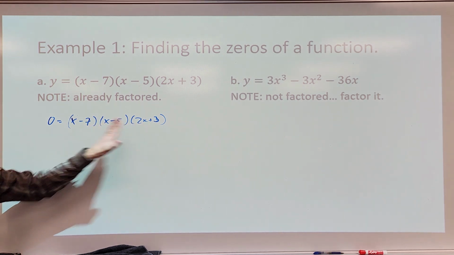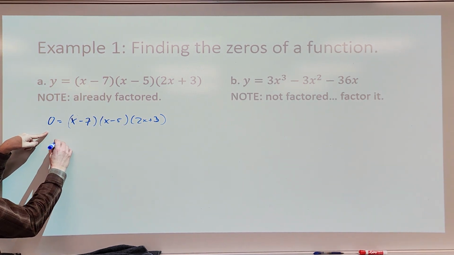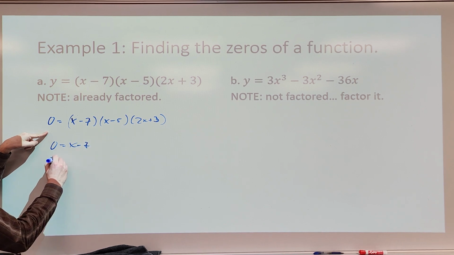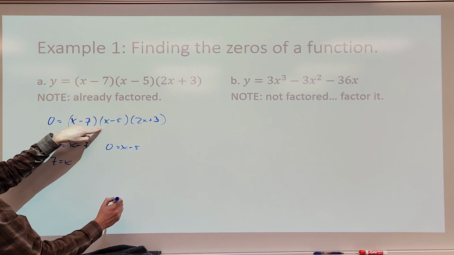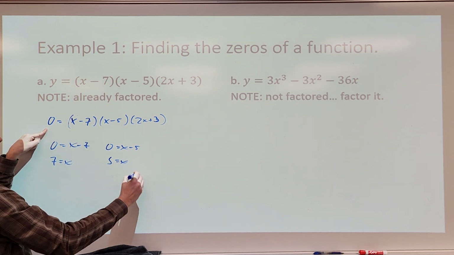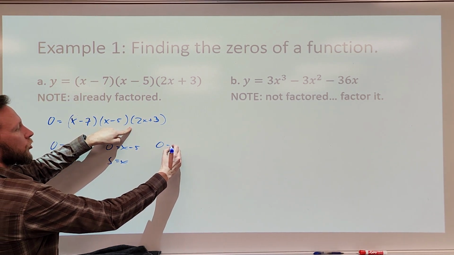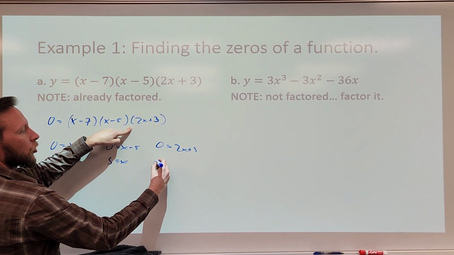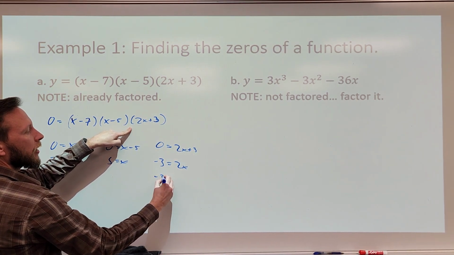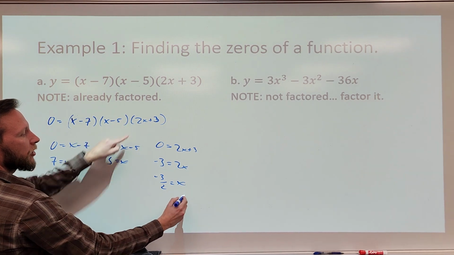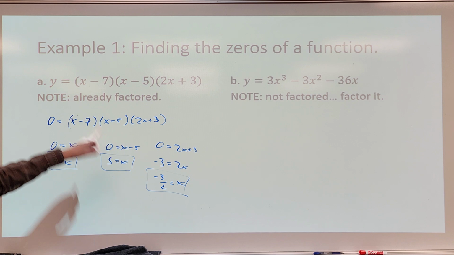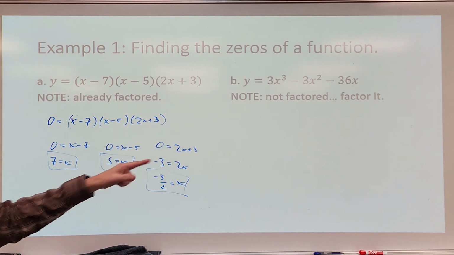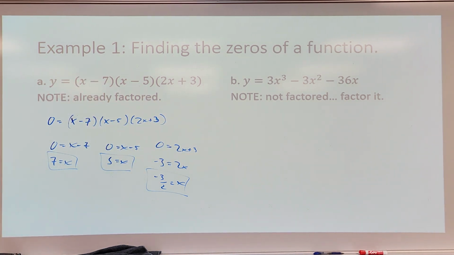If this times this equals 0, then 0 is equal to x minus 7, or 7 equals x. It means 0 is equal to this factor, x minus 5, so 5 is equal to x. It means 0 is equal to 2x plus 3, so negative 3 is equal to 2x, and negative 3 halves, or negative 1.5, is equal to x. These 3 values of x are the zeros of this polynomial function. Now, it's not multiplied out, which is good news for us. It means that we have less work to do.